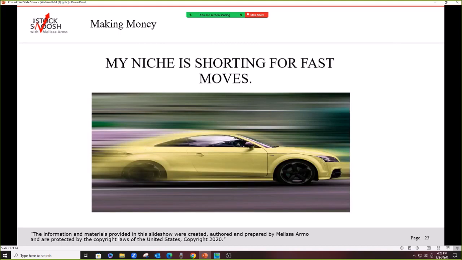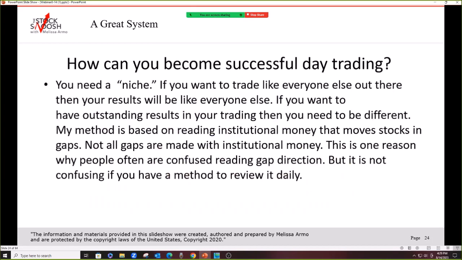So for me, my niche is really shorting. It's trying to get the fast move. It's trying to get the downward move. It's trying to get the sell-off. And again, this is one of the reasons why I'm able to sometimes get in trades so quickly too. So sometimes I'm going to trade at 9:31, 9:32, 9:35, 9:34, and then I'm out in 5 minutes, okay?